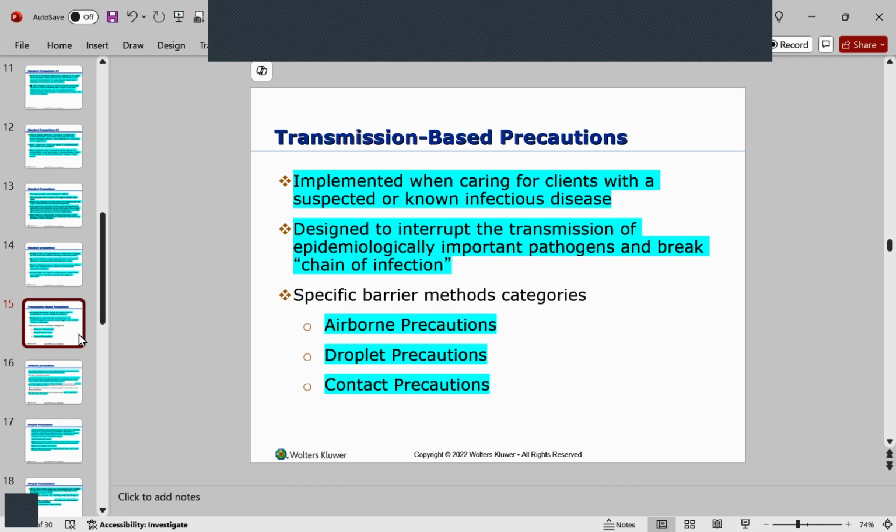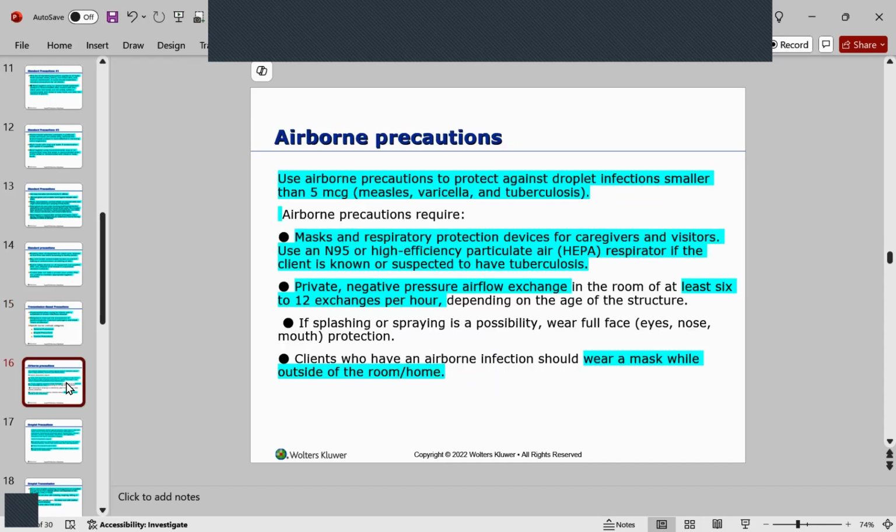Now we have transmission-based precautions. It's a little bit different. So this is what we use when we're taking care of someone with a known or even suspected infectious disease that's a specific disease. Okay. And the three types of transmission-based precautions are airborne, droplet, and contact. So let's talk about all three of those.